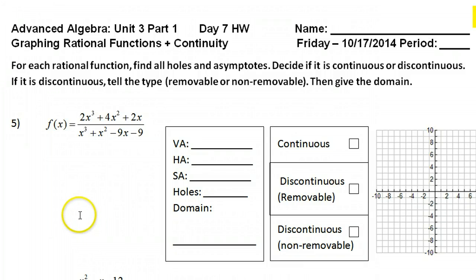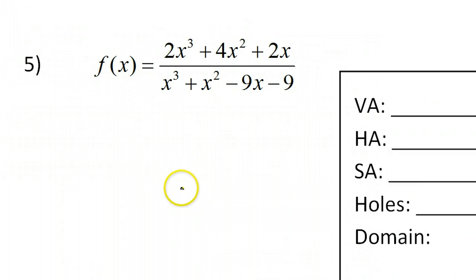Okay, this is part 4 of our lesson on graphing rational functions. We're picking up here with number 5, and again, we're looking at rational functions with all the toppings: vertical asymptotes, horizontal asymptotes, slant asymptotes, holes. We will also talk about whether or not these functions are continuous or discontinuous.